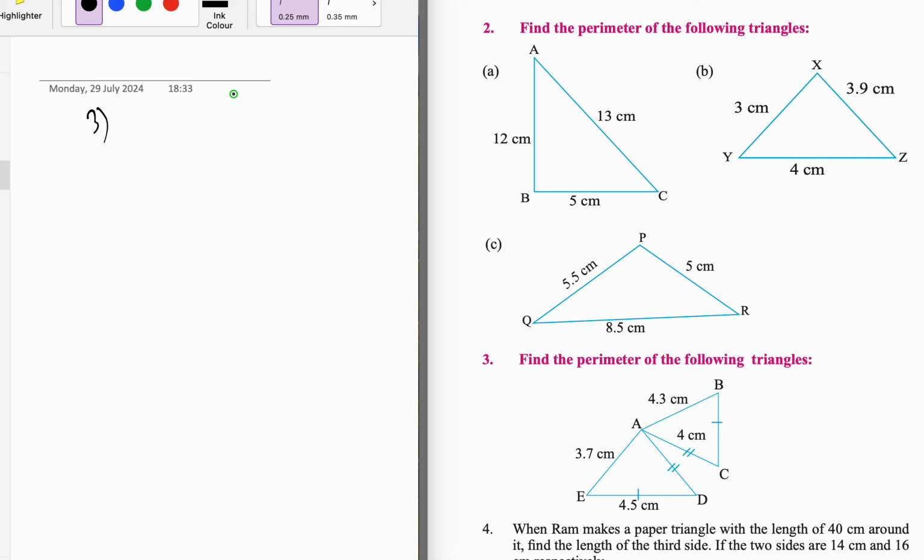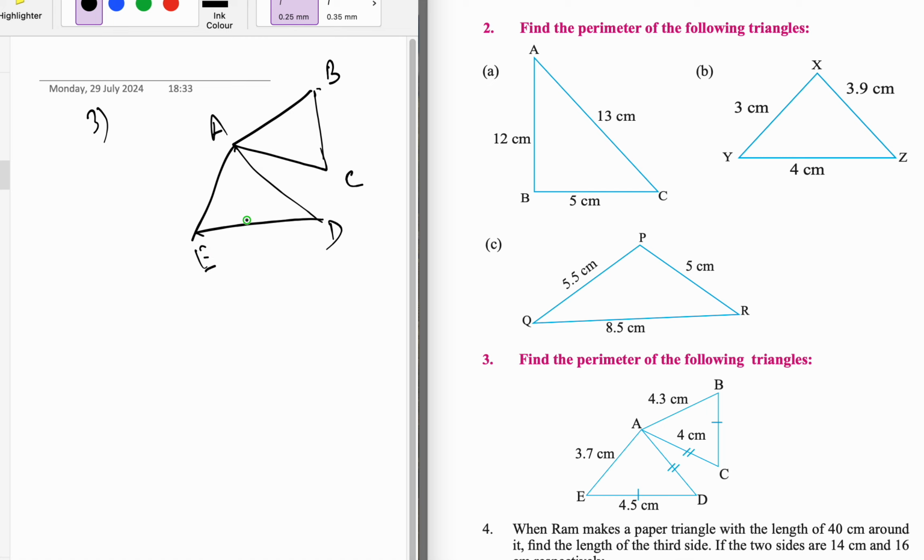For the 3 number question, let's draw this triangle, A, B, C, D, E. This is equal to this and these two are equal. This means this is also 4 centimeter, this also 4 centimeter, this is 4.5 centimeter and this also 4.5 centimeter, 4.3 and 3.7.